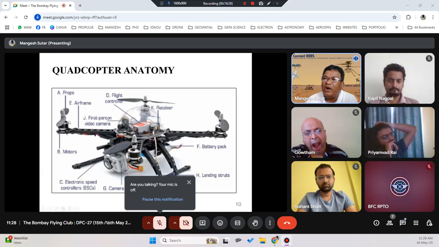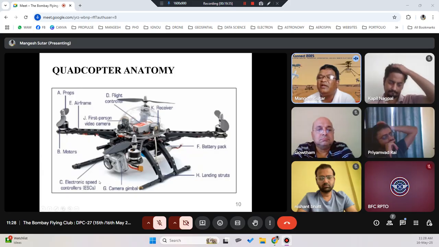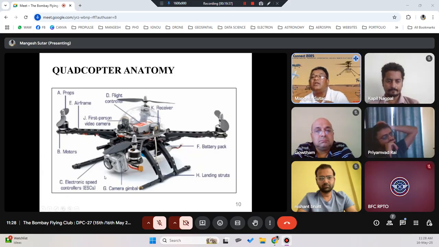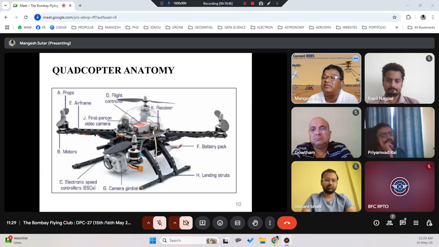To power these motors, there is an electronic system called the electronic speed controller. The electronic speed controller is like the normal regulator in your house, which controls the speed. But this is electronic, you are not changing any button, the speed is controlled electronically.